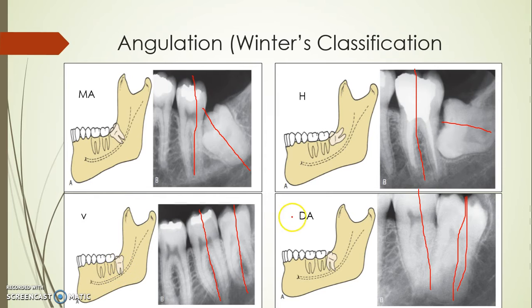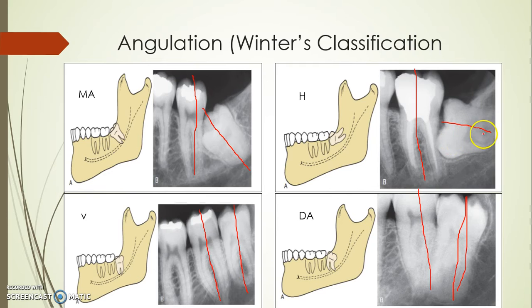The second one that most commonly happens is the vertical. And again, you can see that the long axis of the impacted third molar is parallel with the long axis of the adjacent tooth. But the difficulty of removal of this type is harder than this one. The third one that happens, and this one is about 38%, this one is 43%, is the third most commonly happening one, which is the horizontal.